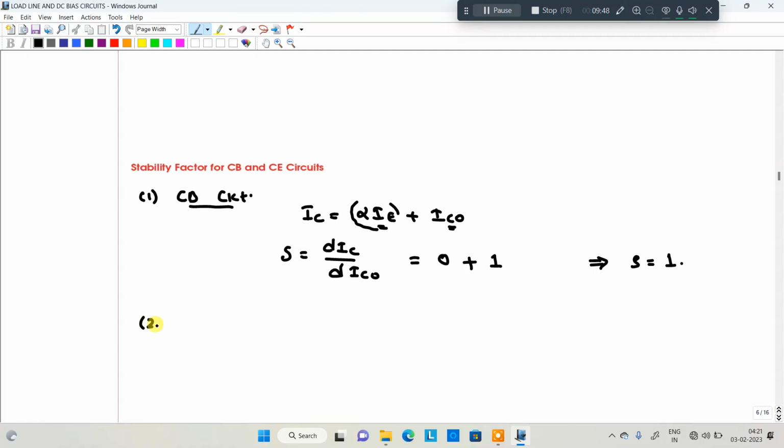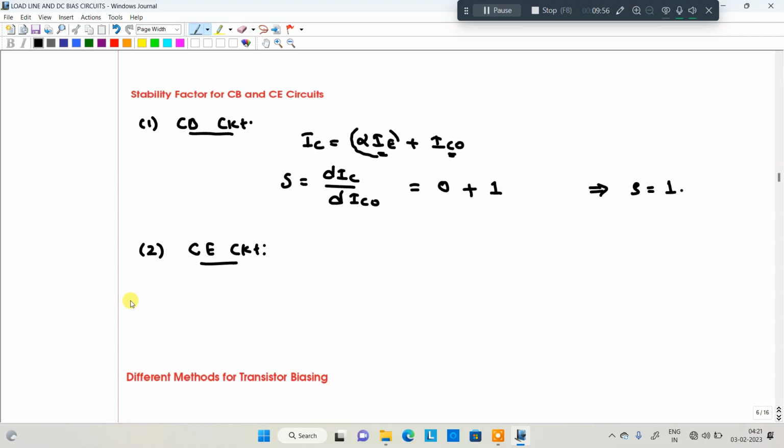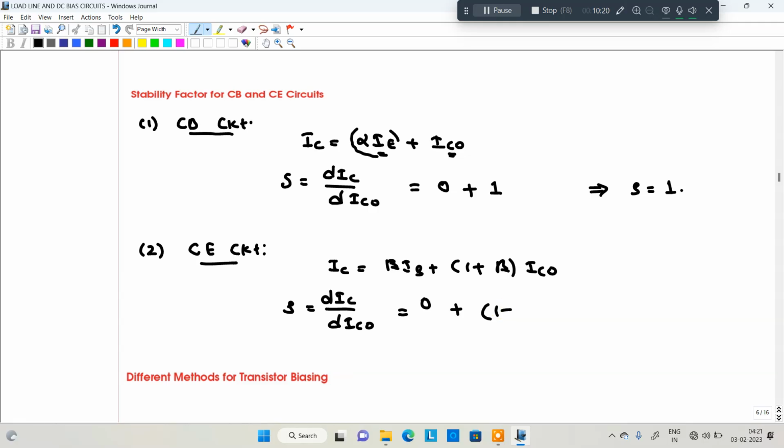Next, the second one, the common emitter circuit. In the common emitter circuit, the emitter terminal is common for both input and output. In that case, IC is equal to beta into IB plus (1 plus beta) into ICO. Again, differentiating with respect to ICO, that is the stability factor S. From that, the first term is 0 and we get 1 plus beta. So finally, the stability factor S is equal to 1 plus beta.